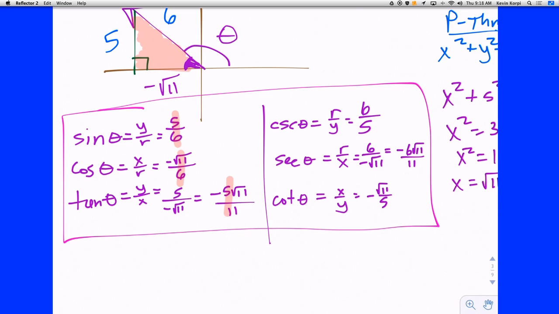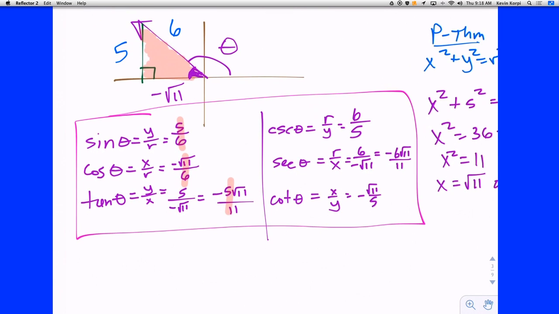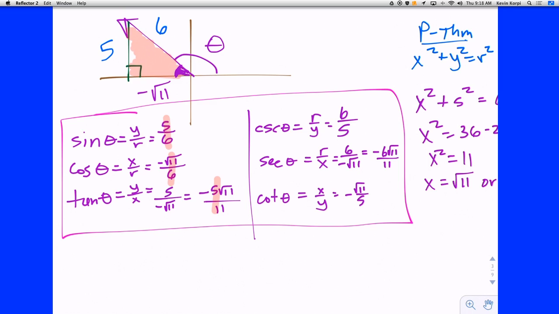We have them. And they're all simplified, which means nothing divides out, and all the radicals are simplified as much as possible. The denominators are rationalized. There's no radicals in the denominator. That's what simplified means. And of course, they are exact. We haven't picked up a calculator.